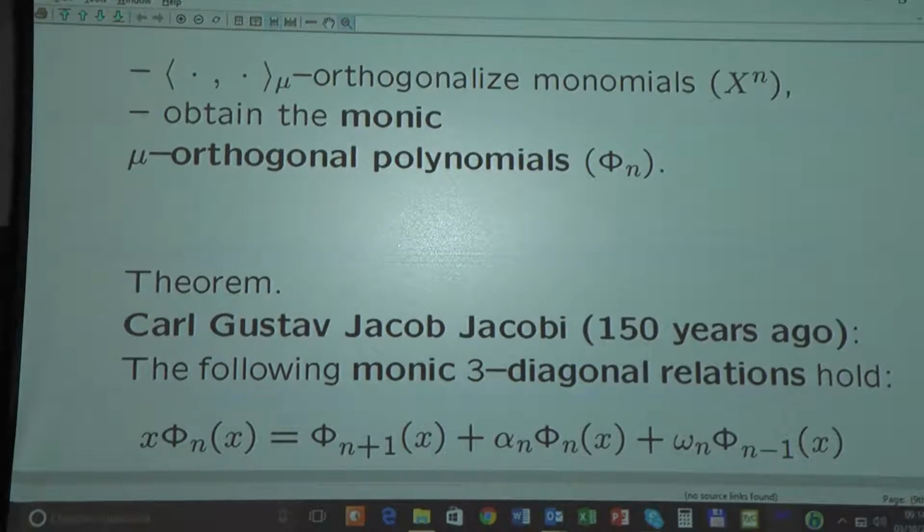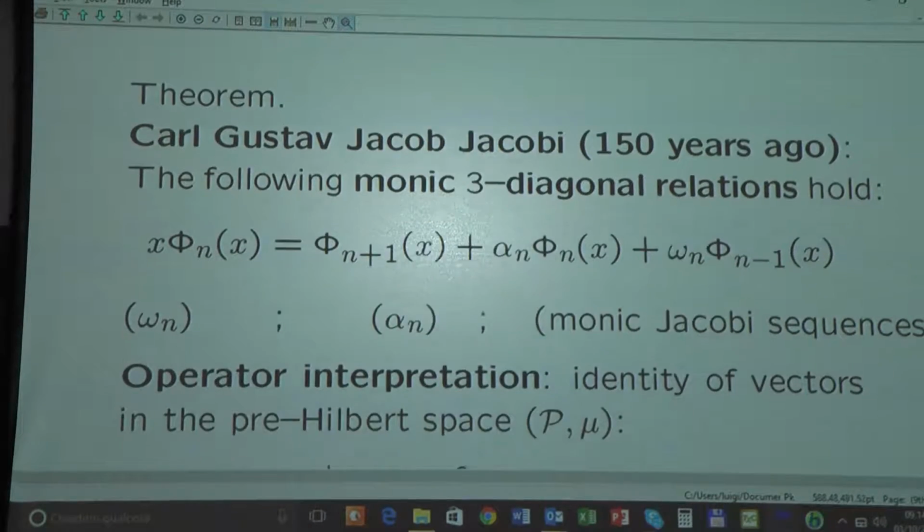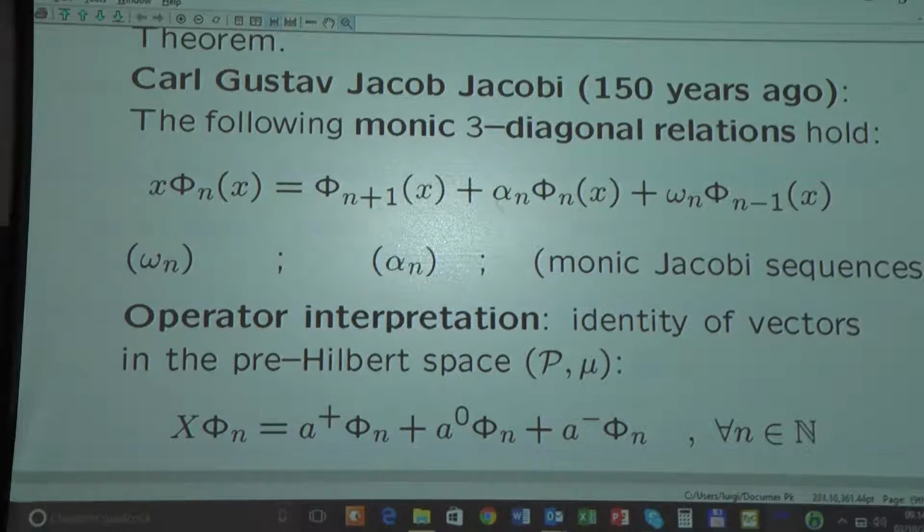Okay. And now we orthogonalize monomials, and we get a monic orthogonal polynomial. And 150 years ago, Jacobi proved the famous three-diagonal relation for monic orthogonal polynomials, in which you recognize there appear two sequences, omega n, which is called the principal Jacobi sequence, and alpha n, which is called the secondary Jacobi sequence.